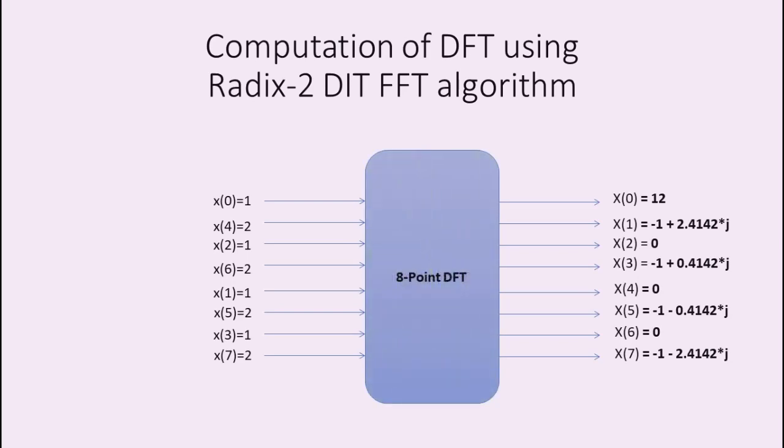Now if we convert this in 8-point DFT, so inputs are reordered as x0 to x7 and outputs are capital X0 is equal to 12, capital X1 is equal to -1 plus 2.4142j, capital X2 is equal to 0, capital X3 is equal to -1 plus 0.4142j, capital X4 is equal to 0, capital X5 is equal to -1 minus 0.4142j, capital X6 is equal to 0, and capital X7 is equal to -1 minus 2.4142j.